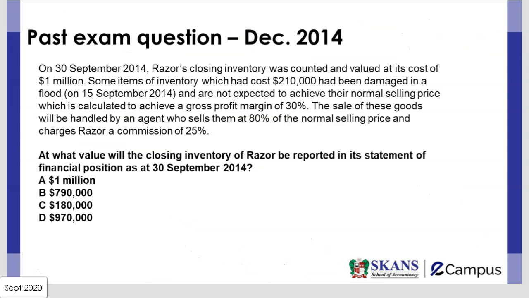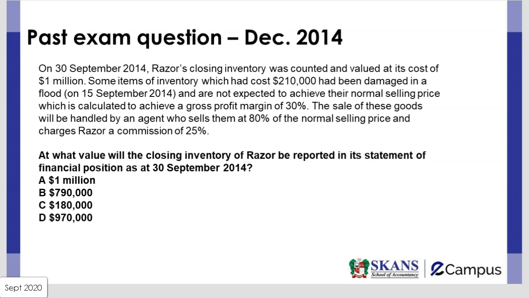Now we will solve a question related to IAS 2 from our past exams. In December 2014, we got this question. It says that on 30th September 2014, Razor's closing inventory was counted and valued at its cost of 1 million. Some items of inventory which had cost of 10,000 had been damaged in flood on 15 September 2014 and are not expected to achieve their normal selling prices, which is calculated to achieve a gross profit margin of 30%.